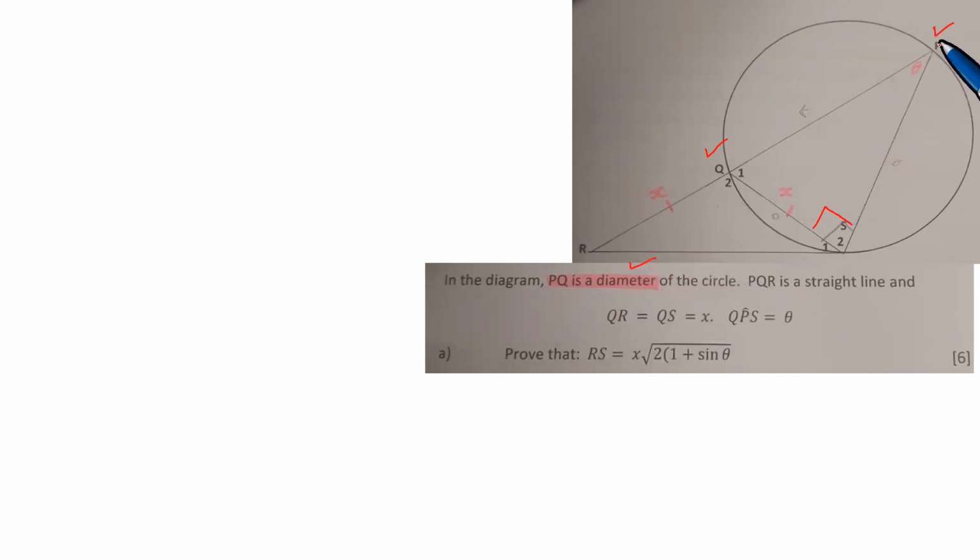In the diagram, you have the diameter PQ. PQR is a straight line, and QR equals QS, and they're both X. So you made them X there already. And now we just have to prove that RS equals this result. So we're interested in finding the length of RS. But first things first, we can see that we also have that angle QPS equals the angle theta at the circumference of the circle.